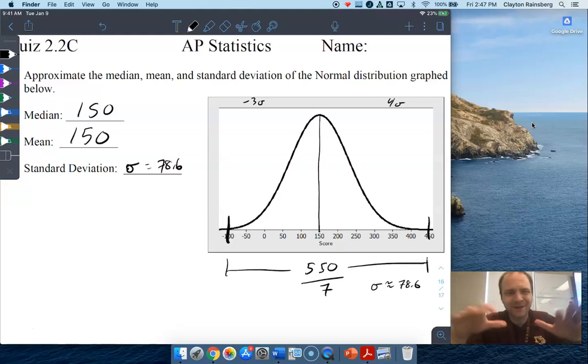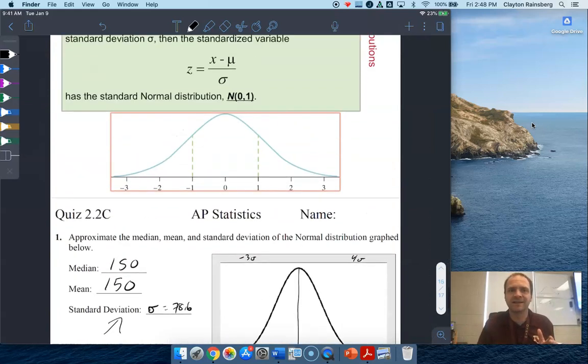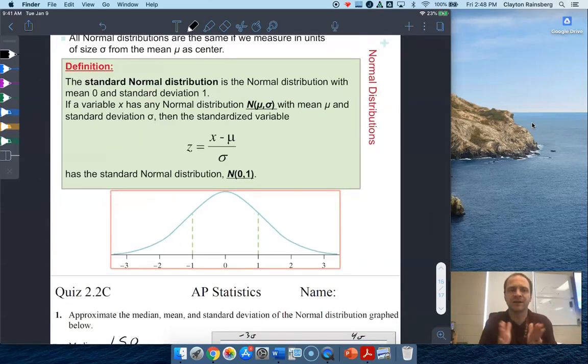The main idea, and if you didn't get 78.6, if you got 80, good for you. If you didn't divide by 7 and you divided by 6, you still have the idea down, and that's okay. The main point of this problem was so you did not write down 50 there. That was the main thing we wanted to get. And that is the end of lesson 2.2a. 2.2b, like I said, we're going to start looking at those in-between z-scores.